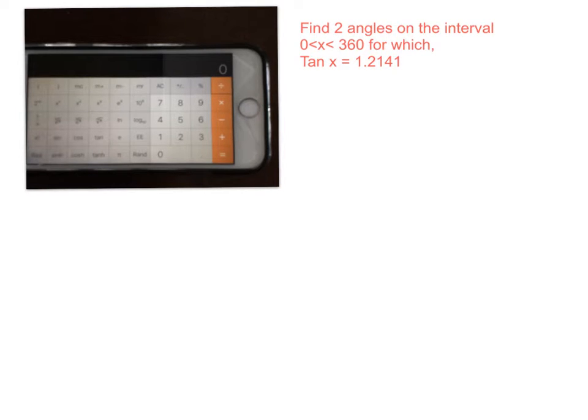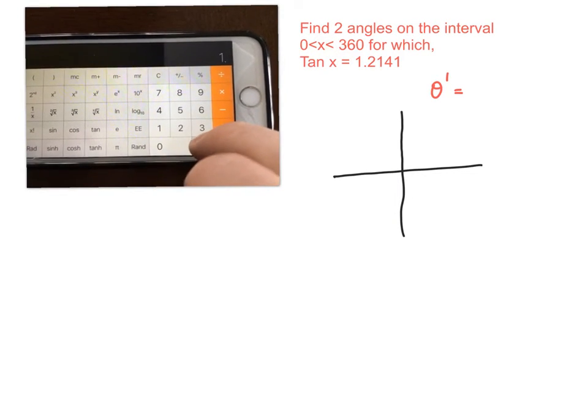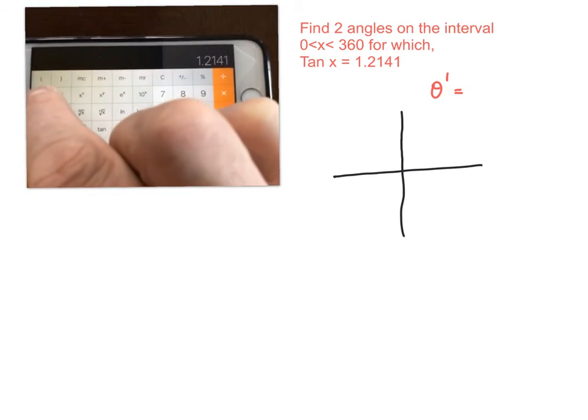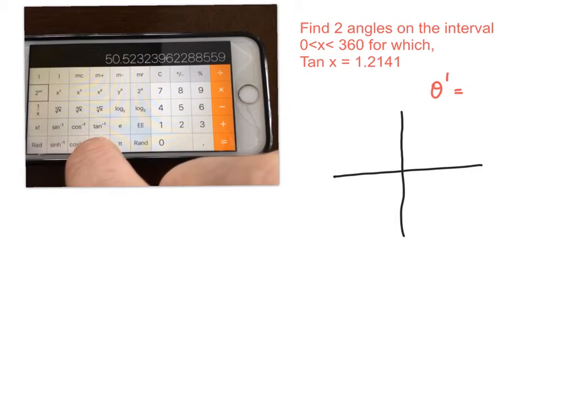Find two angles on the interval 0 to 360, for which tan x equals 1.241. So again, the same thing. We're going to find in quadrant 1 exactly what the angle is. So let's watch the video. 1.2141 goes in, and we're going to press tan -1, and we get 50.52 degrees, and that will be the number we're going to work to as our reference angle.